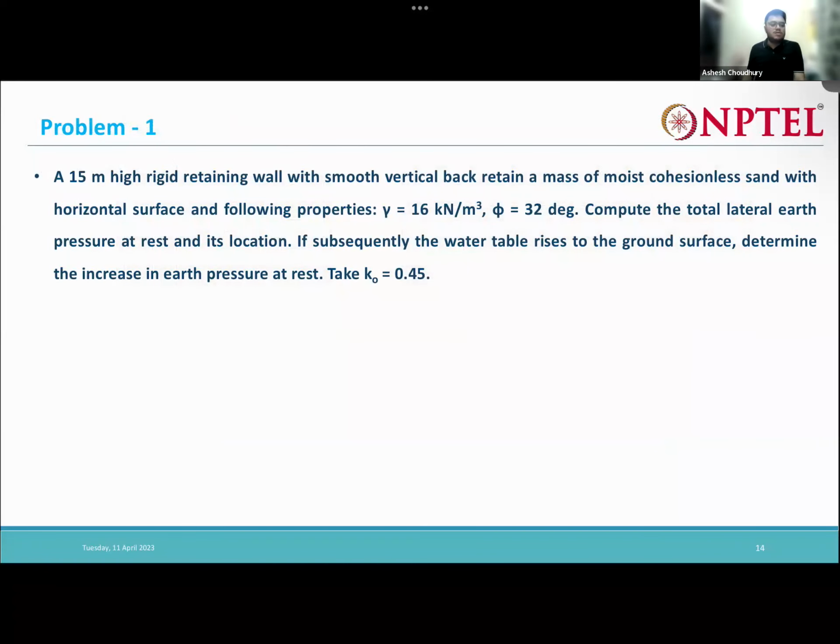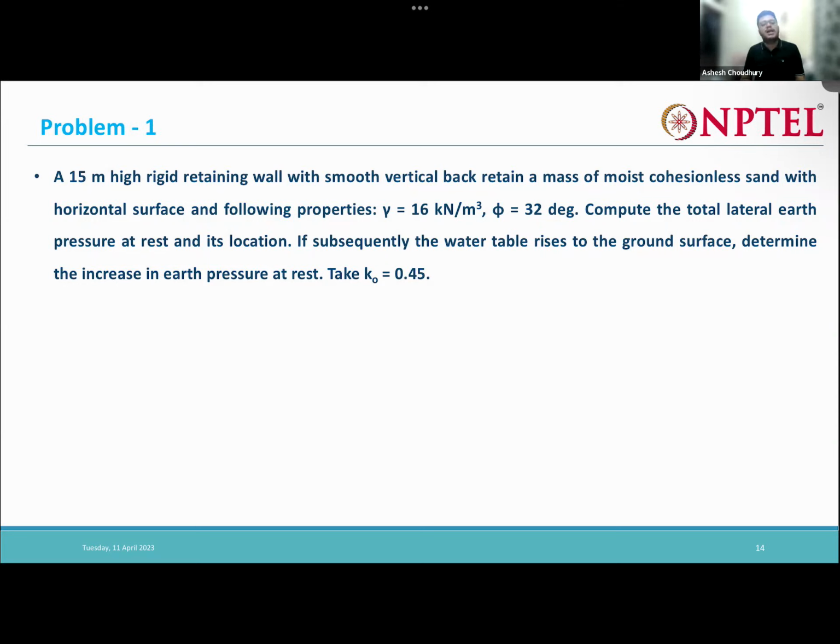Our first problem is that a 15-meter high rigid retaining wall with a smooth vertical back retains a mass of moist cohesionless sand with a horizontal surface and the following properties. So the backfill is horizontal and it's a sandy soil, C is equal to 0. The wall is 15 meters high. These are the properties, gamma and phi values given. We need to compute the total lateral earth pressure at rest and its location.